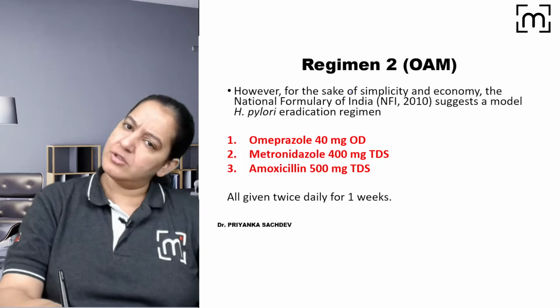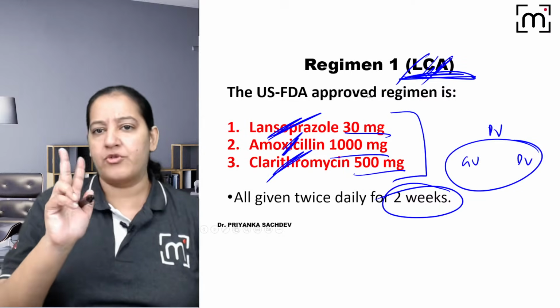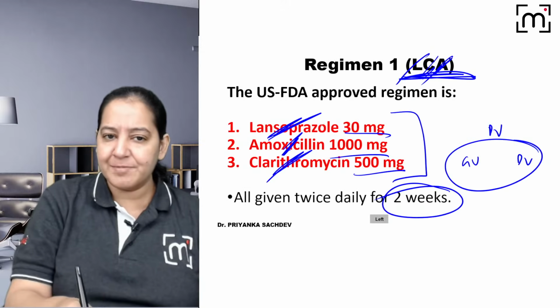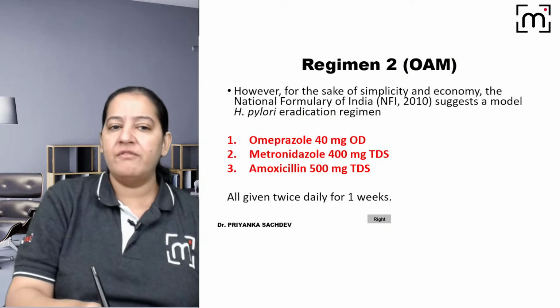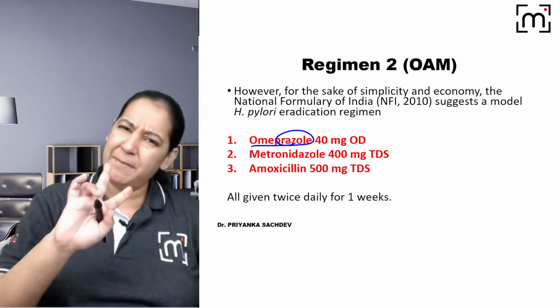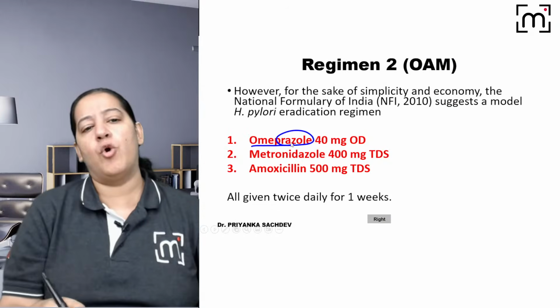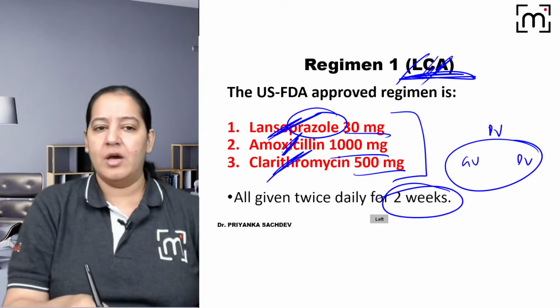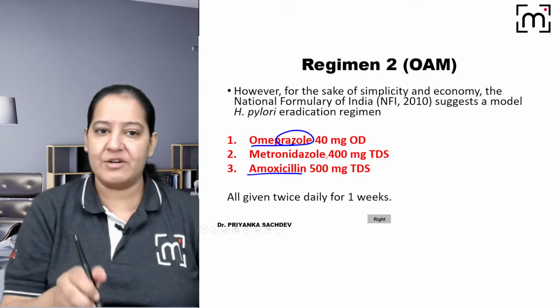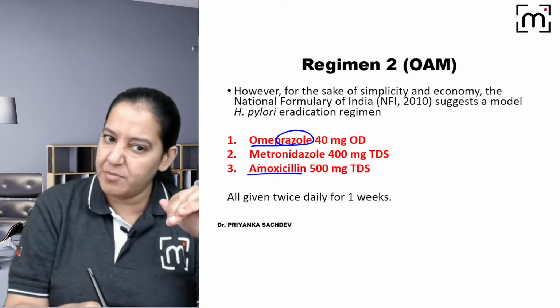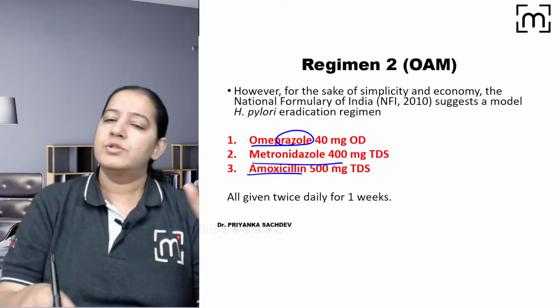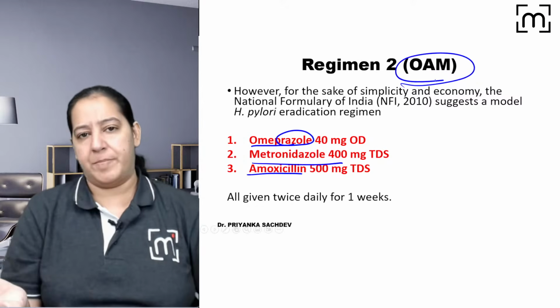The second regimen is also triple therapy. We are changing a few drugs. Instead of lansoprazole, we are giving omeprazole. Same category, both are prazoles. Amoxicillin is the same here also, only the dose is different. And third, instead of clarithromycin, we are giving metronidazole. So the drugs can be different, but it's still a triple therapy.